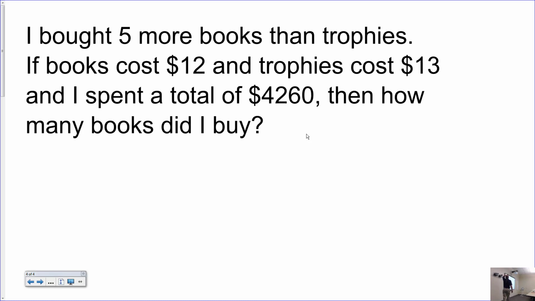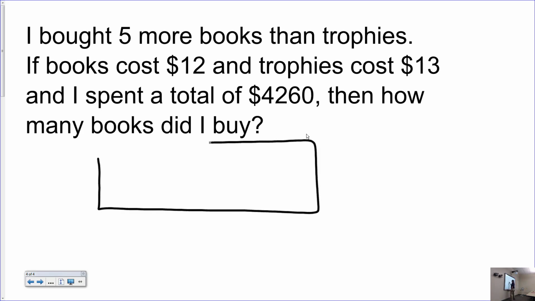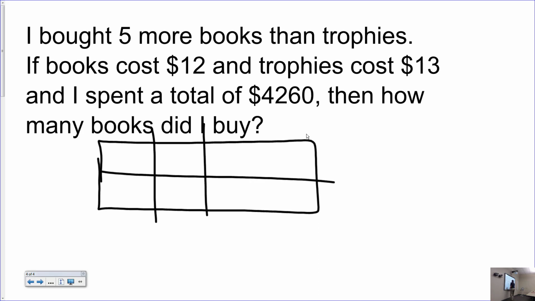Bought 5 more books and trophies. Books cost 12, trophies cost 13. Spent $42.60. What am I going to do? Good idea. Make a table. Now, what do we put in the table, folks? Books and trophies.